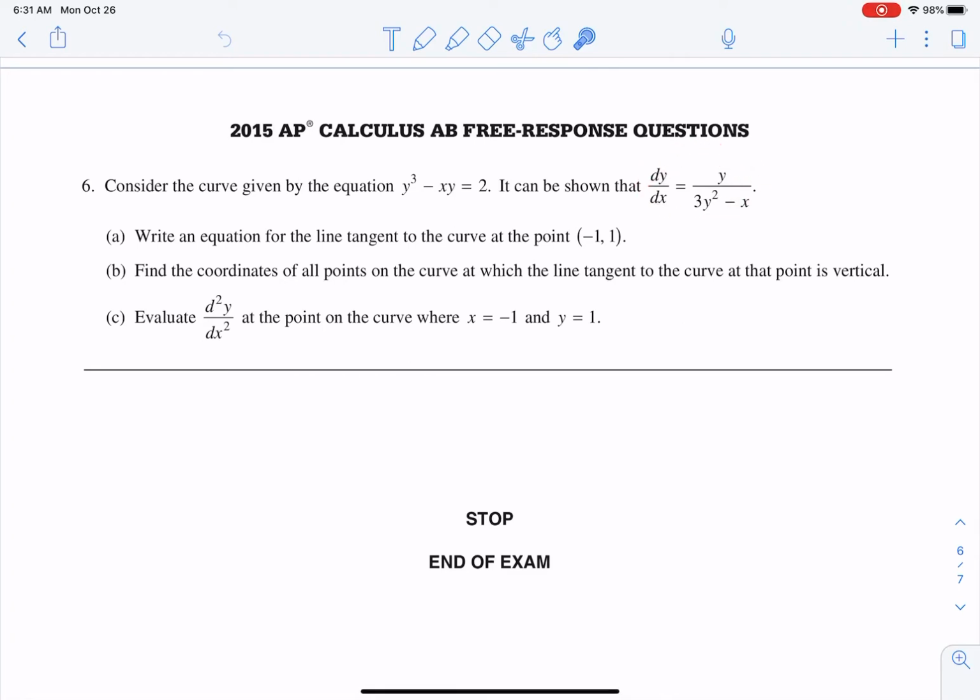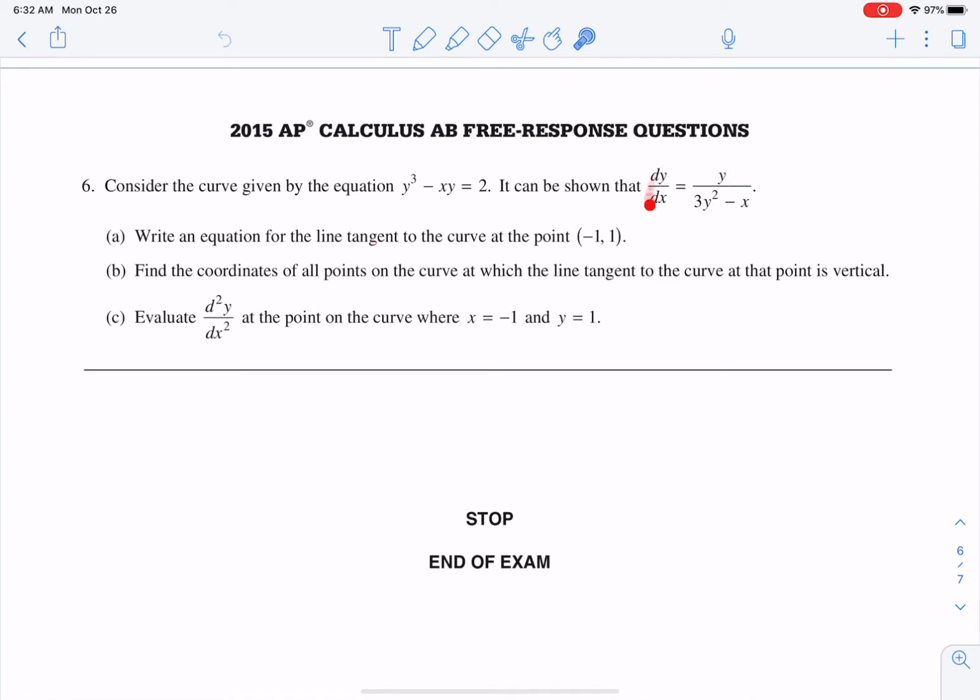Let's look at the 3 parts of this free response question. Write an equation for the line tangent to the curve at the point (-1, 1). Well, how easy is this? Because you only need 2 pieces of information, the point, which they give you, and a slope. How do I find the slope? I plug this point, x comma y, into the derivative, and I can very easily get the slope. And I can put those things together to write the equation of the tangent line.